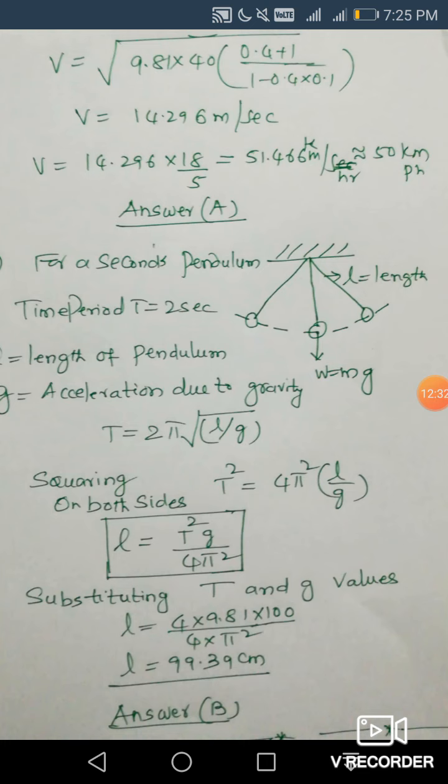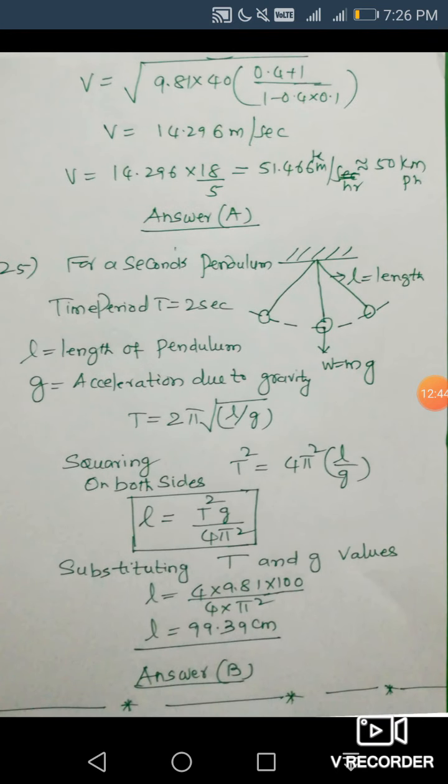So converting into kilometers per hour, it will be multiplied by 18 by 5, it will be 51.45, approximately 50 kilometers per hour. So choose the answer. In the options given, answer A is the correct answer.